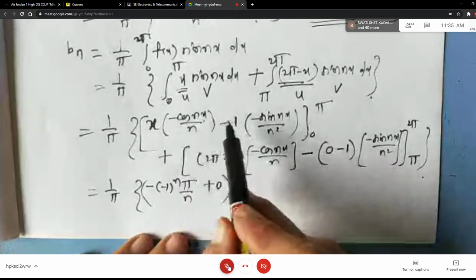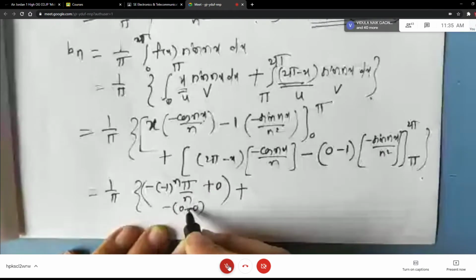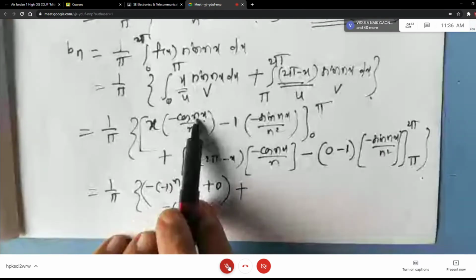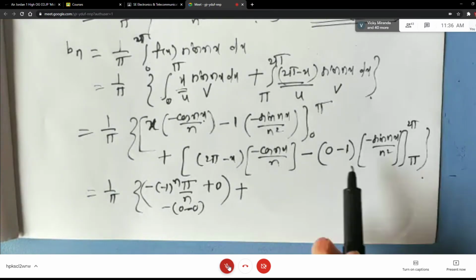For 0, what happens, students? Both terms will become 0, right? So here you can write 0 minus 0. 0 into anything is 0 and sine of 0 is 0. So both the terms will become 0 for the lower limit.